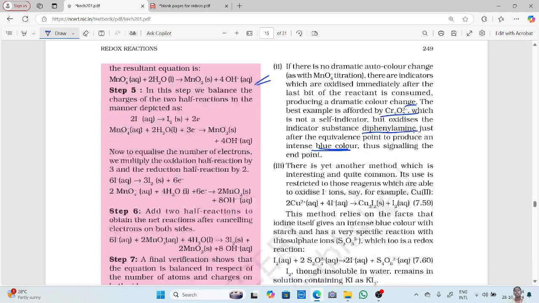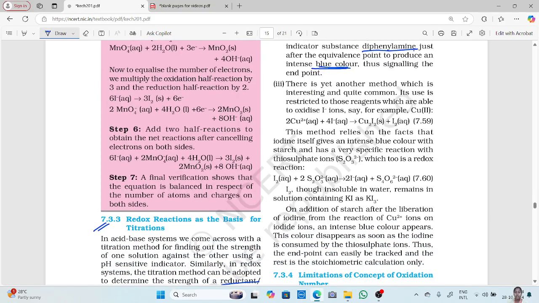Okay. Now, there is yet another method. One is a self-indicator, the other is where you add an indicator. Yet there is another method which is interesting and quite common. Its use is restricted to those reagents which are able to oxidize iodine ions.